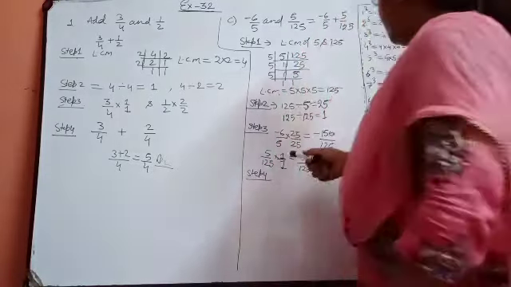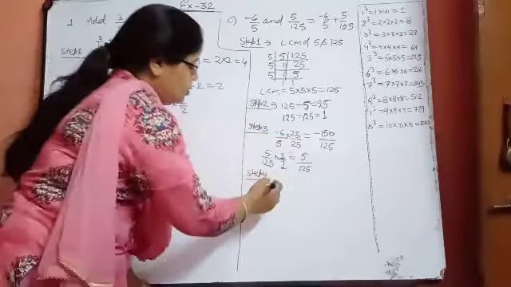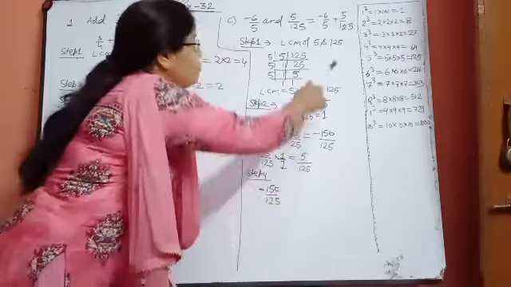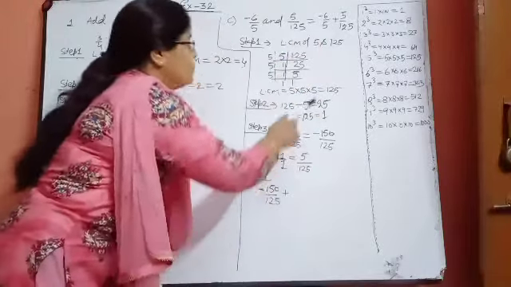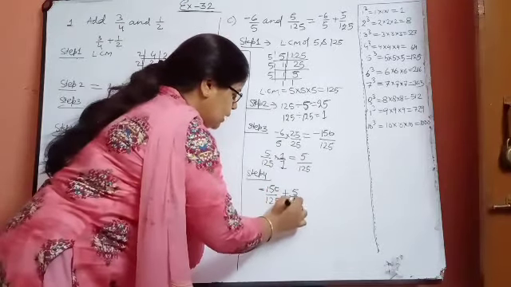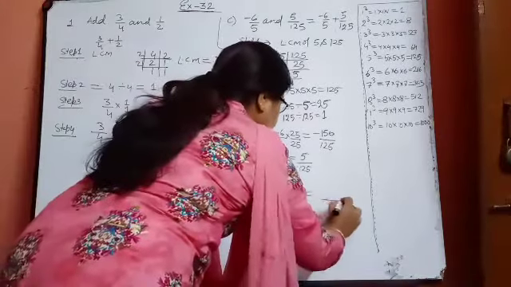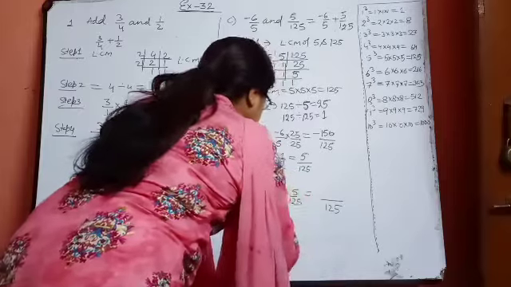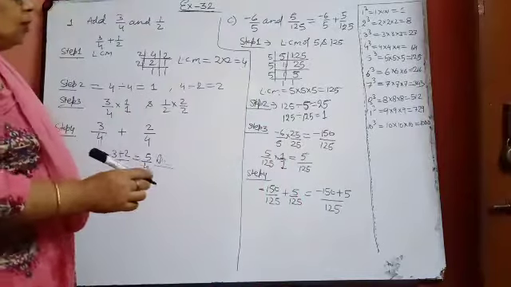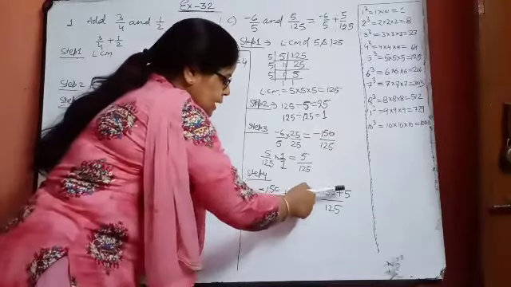Now see, the fraction 6 upon 5 has now become minus 150 upon 125. Then what sign do they have? Plus. The second fraction, 5 upon 125, will remain 5 upon 125. So what will you write? In the denominator 125, and in the numerator minus 150 plus 5. I taught you the rules of rational numbers for addition and subtraction. You can see here one is negative and another is positive.